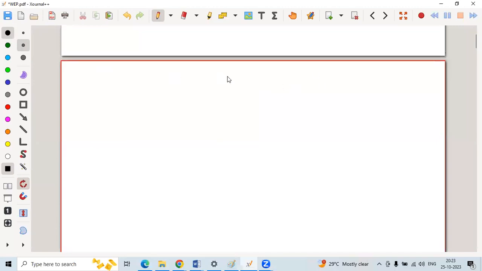Next topic: what is the relation between small g and capital G? Sir, small g represents acceleration due to gravity and capital G represents the gravitational constant.